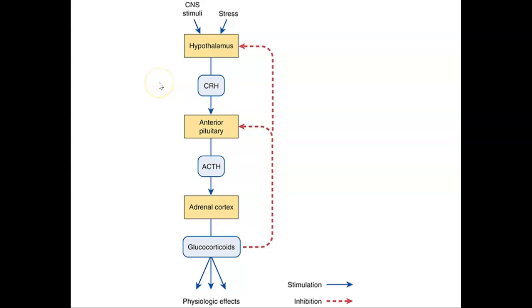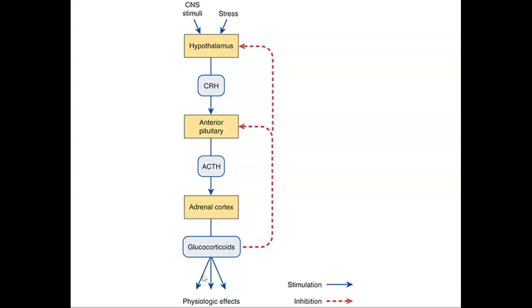Okay. The CRH then stimulates our anterior pituitary and says, whoa, we need you to produce more of the ACTH, which is adrenocorticotropic hormone. That then signals the adrenal cortex, please make more glucocorticoid, cortisol, and release it out for physiologic use. Okay.